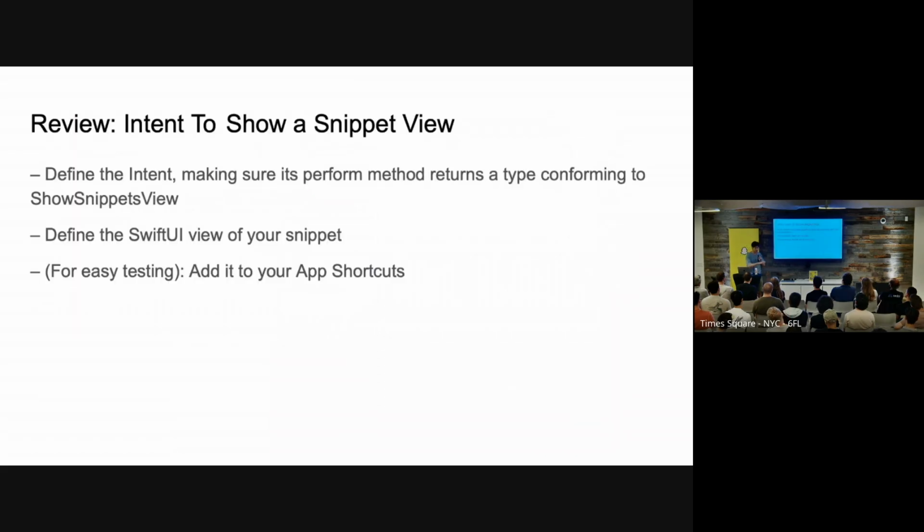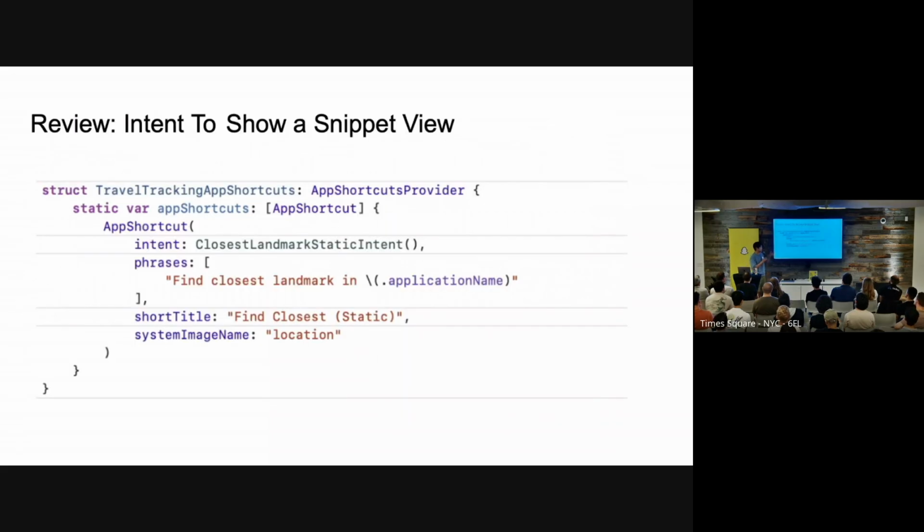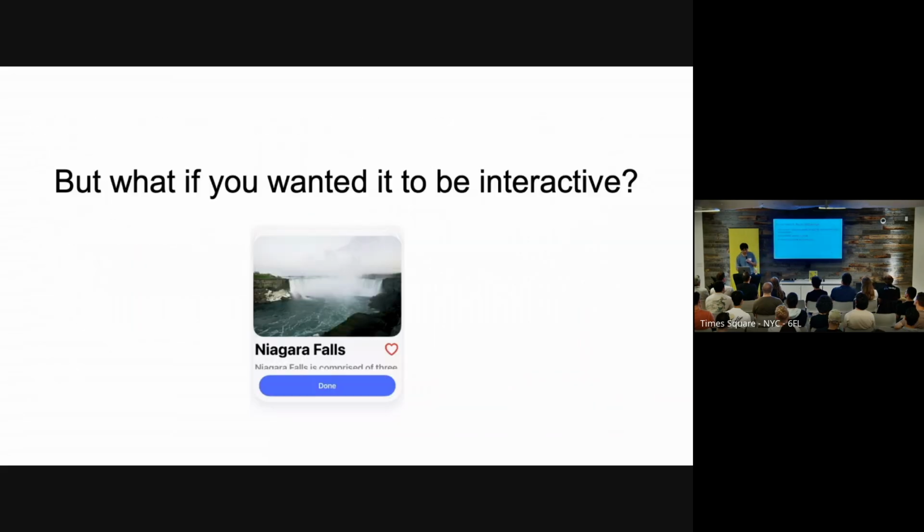So to review, again, this is not WWDC 25, this already existed before: how do you have your app intent show a snippet view? One, you define the intent, and make sure its perform method returns a type conforming to show snippet view. You define the SwiftUI view of your snippet that you're going to show. And for easy testing, you just add it to your app shortcuts by creating a new file in your main app, and you create a struct conforming to app shortcuts provider, and boom, you have this.